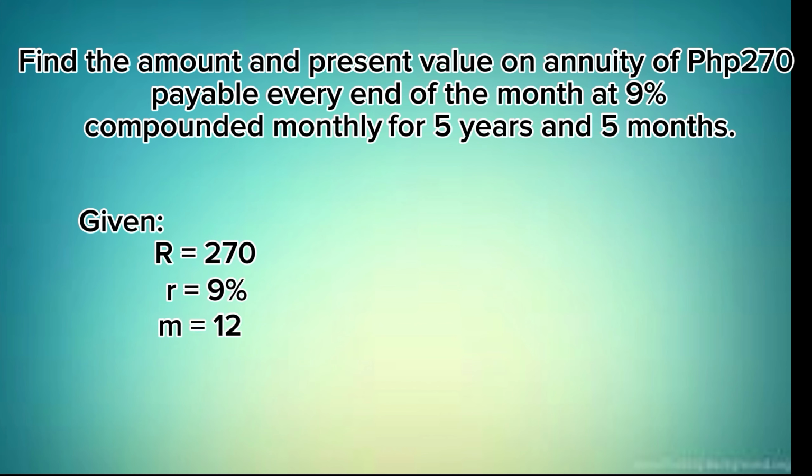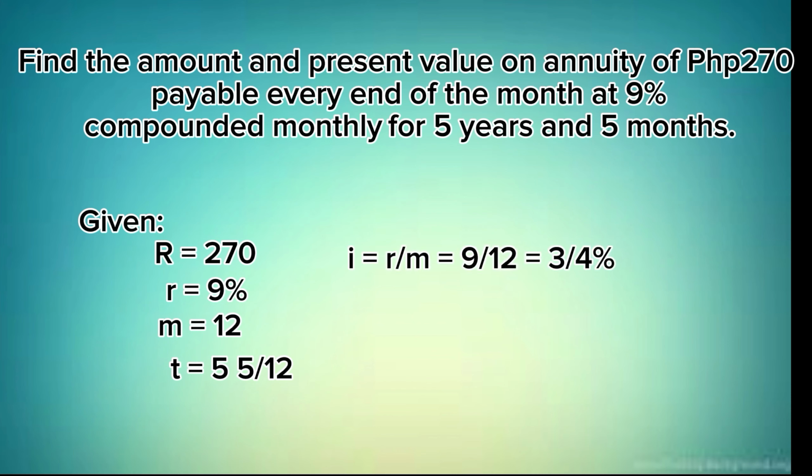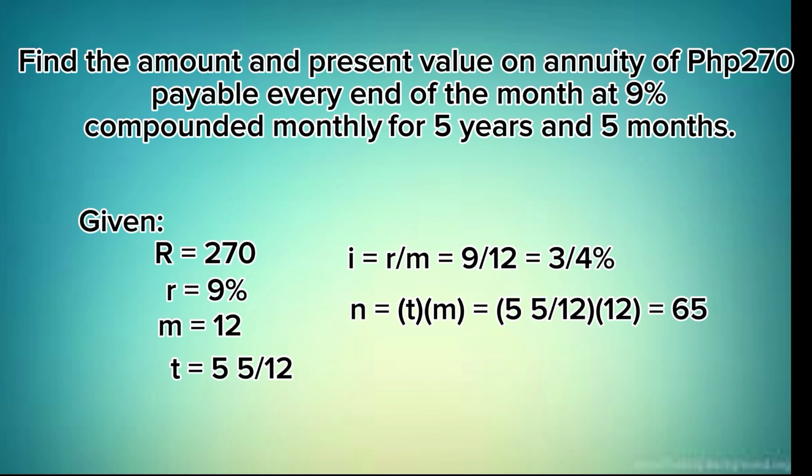For our M, we have here monthly. So in a year, we have 12 months. And also, we have our time. We have 5 years and 5 months. So I is equal to R over M, which is 9 over 12, is equal to 3/4%. For N, we have time times M. For time, we have here 5 years and 5 months, times 12.